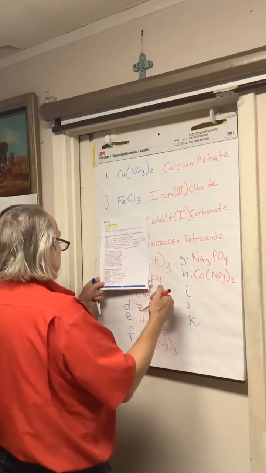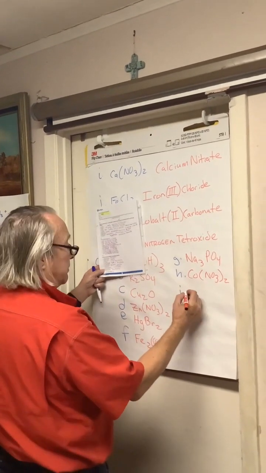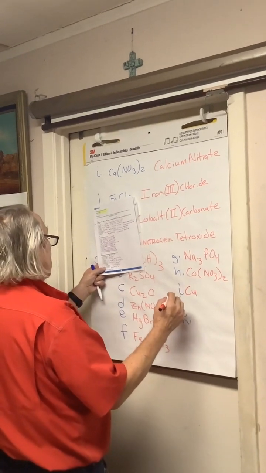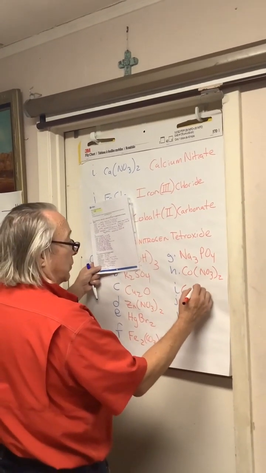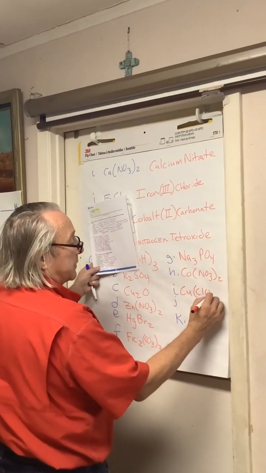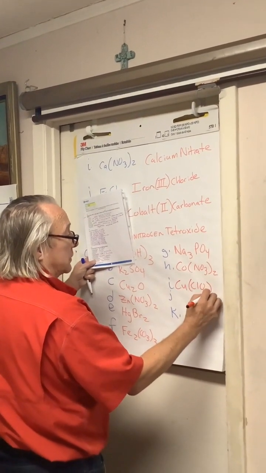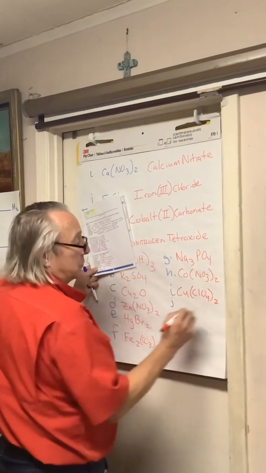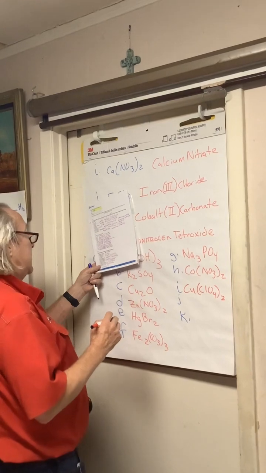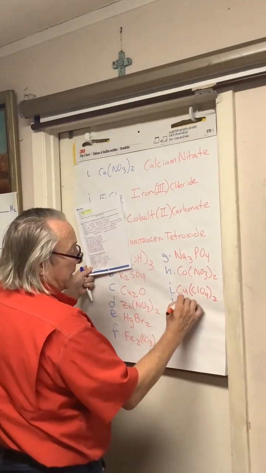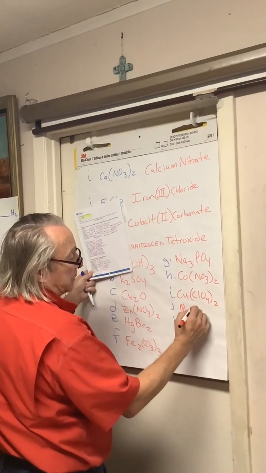Anyway, copper 2 perchlorate. Copper is a +2. The perchlorate ion is a -1. And the perchlorate, chlorate is ClO3, and perchlorate means it has an extra oxygen, ClO4. And it is a -1, so I need 2 of those. And the last two, magnesium hydrogen carbonate. Magnesium is group 2, it's always +2.